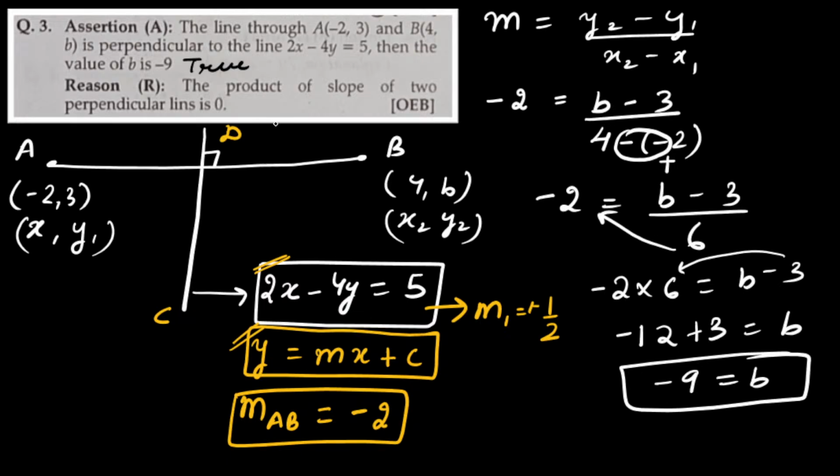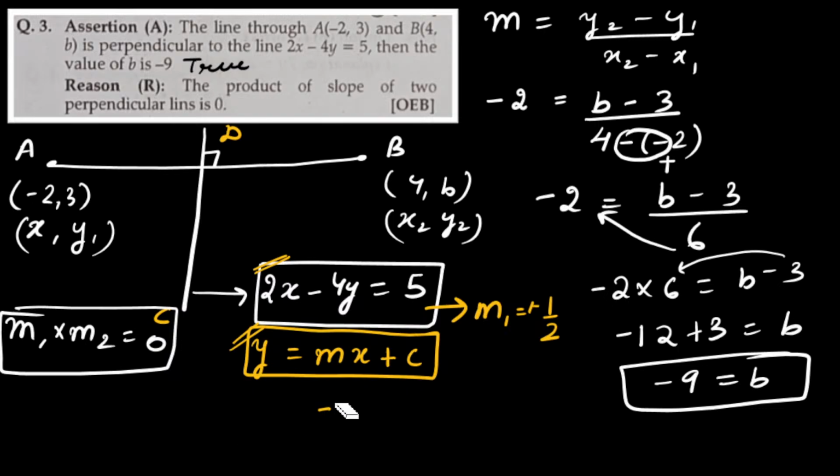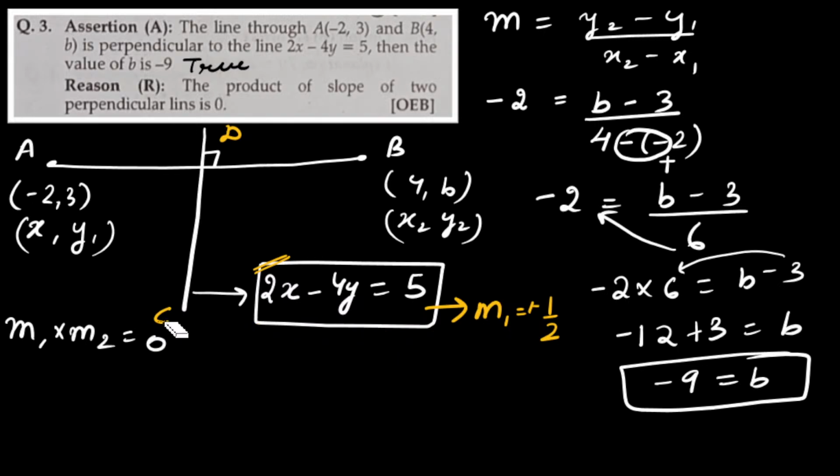What about reason? Reason they have mentioned the product of slope of two perpendicular lines is 0. So they have given us a statement that if two lines are perpendicular and if we multiply their slopes, we'll get answer equals to 0. So will that be true or false? A is true. What about R?